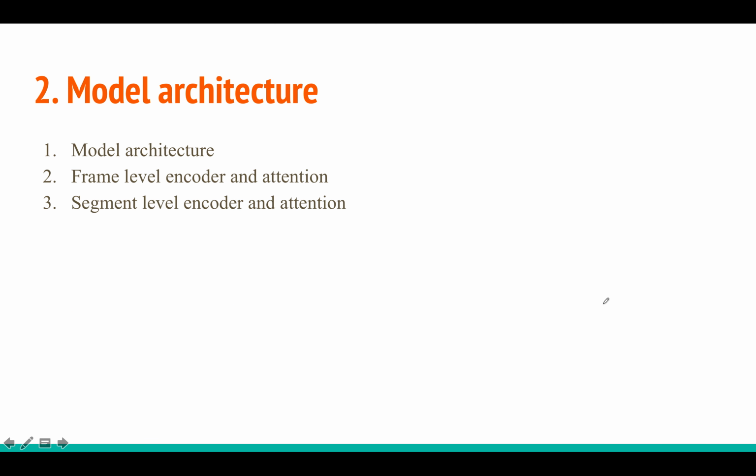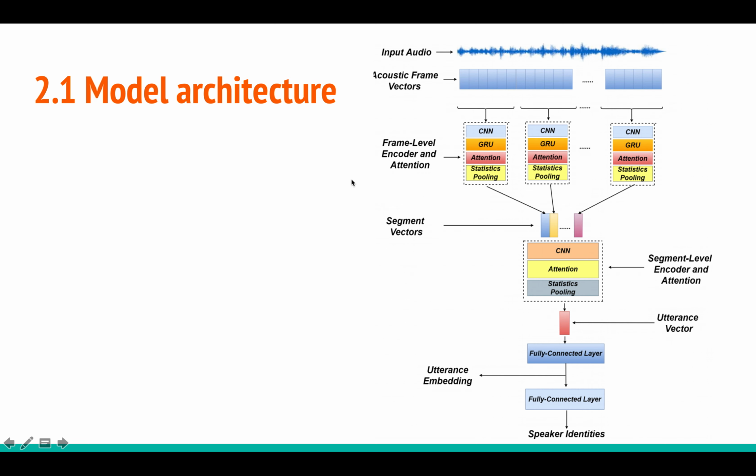In this section, we'll understand the model architecture completely, like how the neural network is built, and we'll see these frame level encoders and segment level encoders. So this is the full architecture. Think of it as the flow goes from top to bottom.